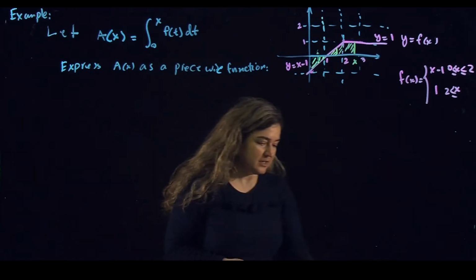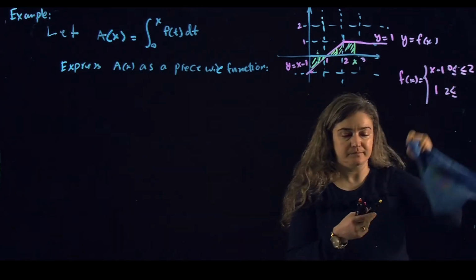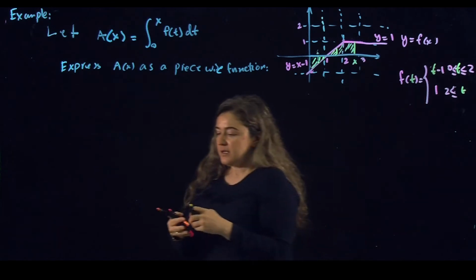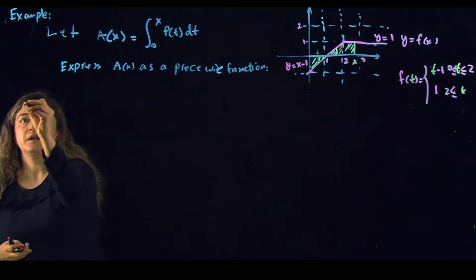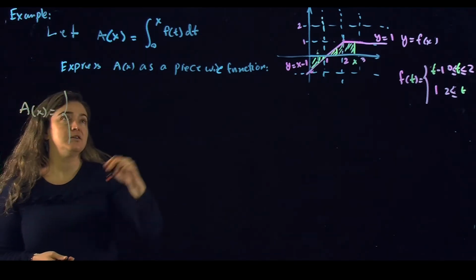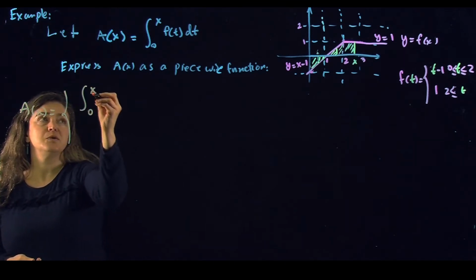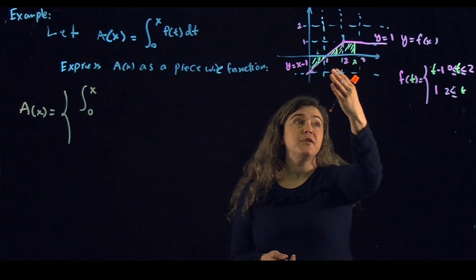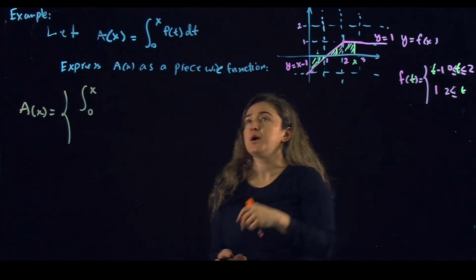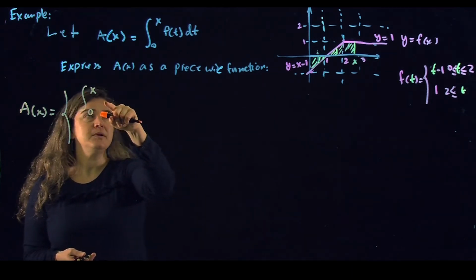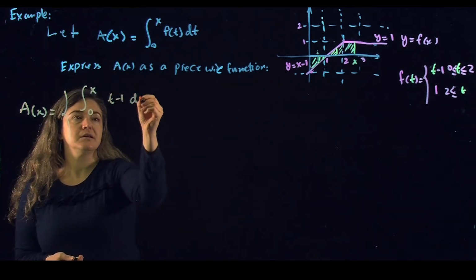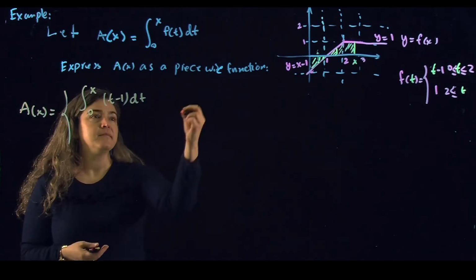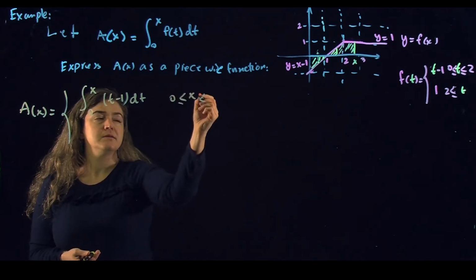First of all, since I have f(t), I prefer to change x to t. So now we're finding A(x), and A(x) is the integral from 0 to x of the function when x is between 0 and 2. Writing that up, that would be the integral of t minus 1 dt, because f(t) between 0 and 2 is t minus 1, and this is for x between 0 and 2.